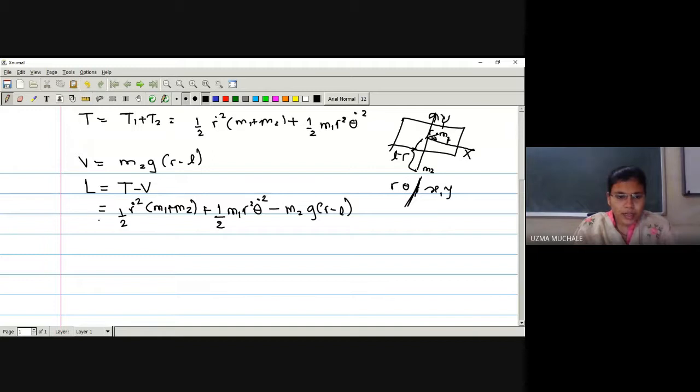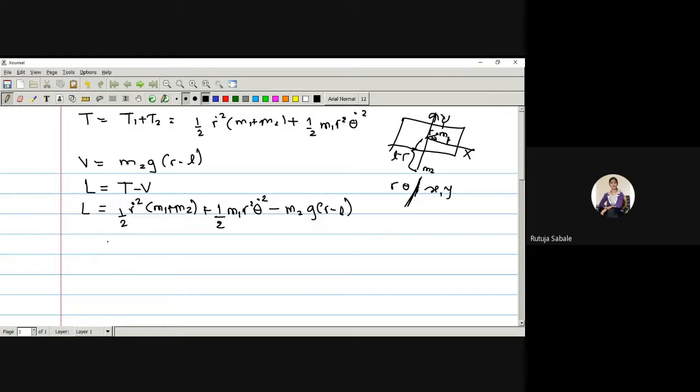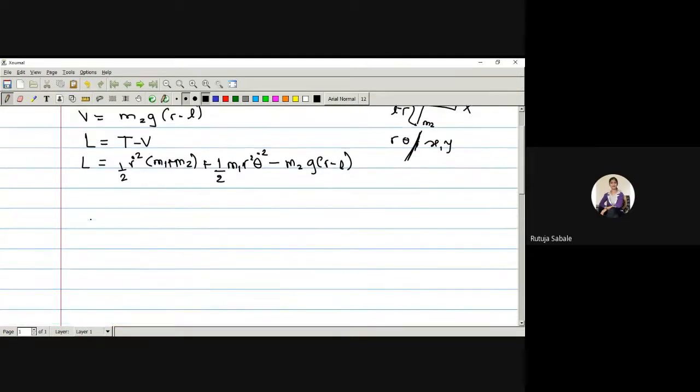If you are clear with the Lagrangian L, what do we have to do next? Can anyone tell me the next step? Find Lagrange's equation in two generalized coordinates. Ah, right.